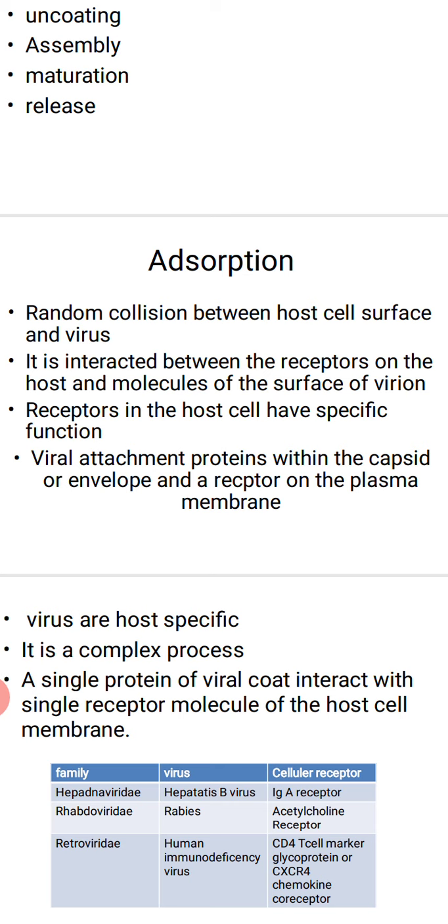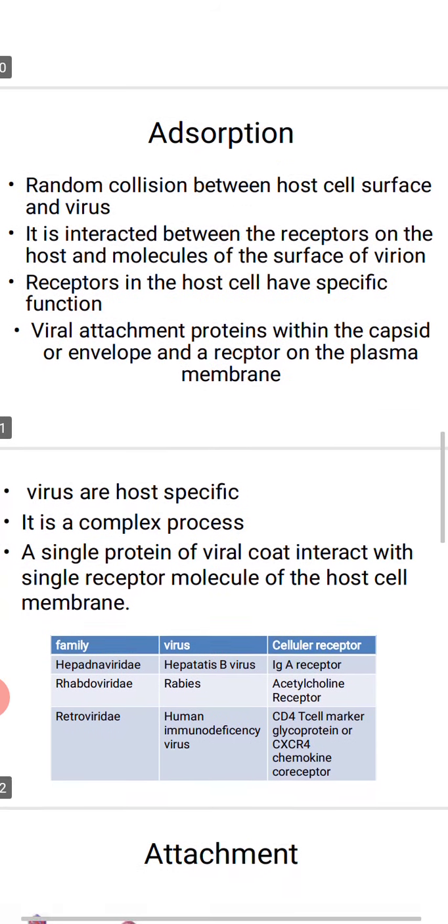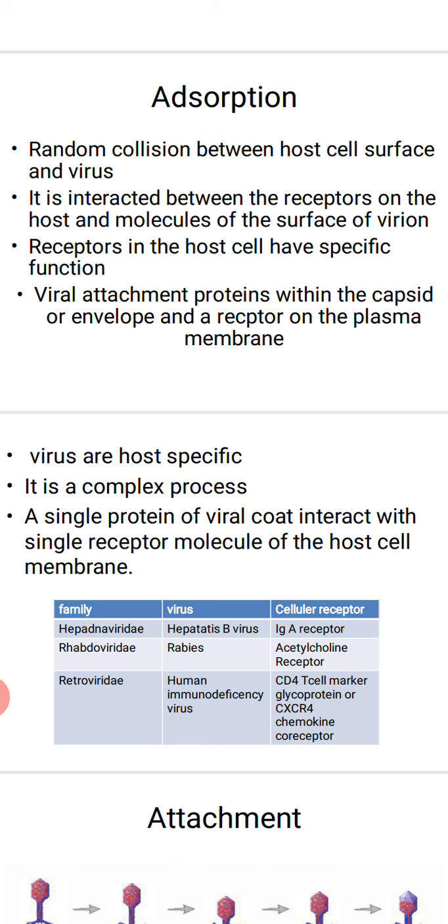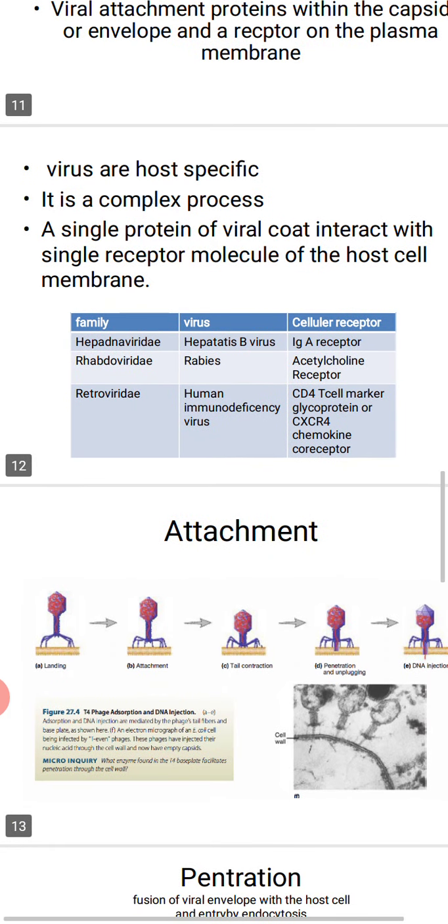Adsorption is a random collision between the host cell surface and the virus, and it involves interaction between the receptor on the host and the molecules on the surface of the virion. Receptors in the host cell have specific functions: a viral attachment protein within the capsid or envelope, and a receptor on the plasma membrane. Viruses are host specific. It is a complex process, and a single viral protein interacts with a single receptor molecule of the host cell membrane. Some viruses and their cellular receptors are shown here.